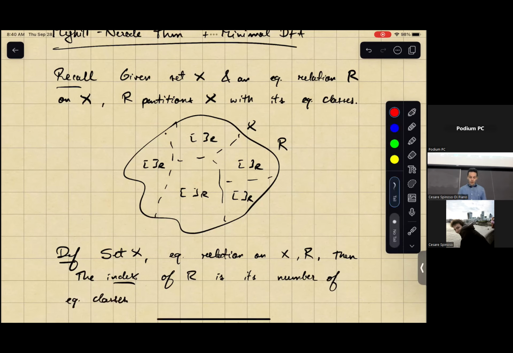Okay. So for instance, in this case here, I have an equivalence relation R on X. So the index of R is 1, 2, 3, 4, 5. So here the index of R is 5. Okay. So that's the definition of an index.